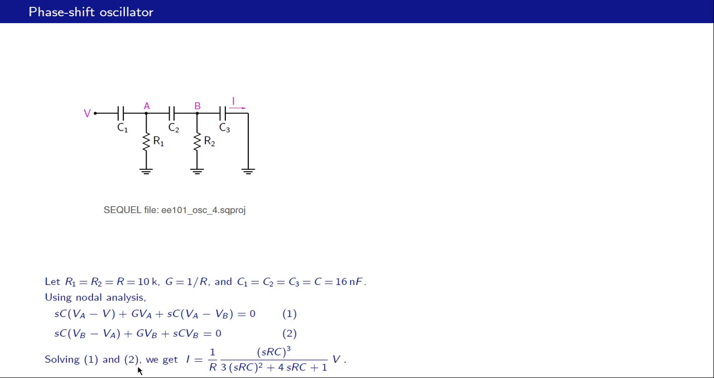Solving equations 1 and 2, we get I equal to 1 over R times this expression times V. So I by V is all of this, and of course it has got units of conductance given by this 1 over R. SRC is dimensionless. Alright, let us now take a look at the magnitude as well as angle of I by V as a function of frequency.